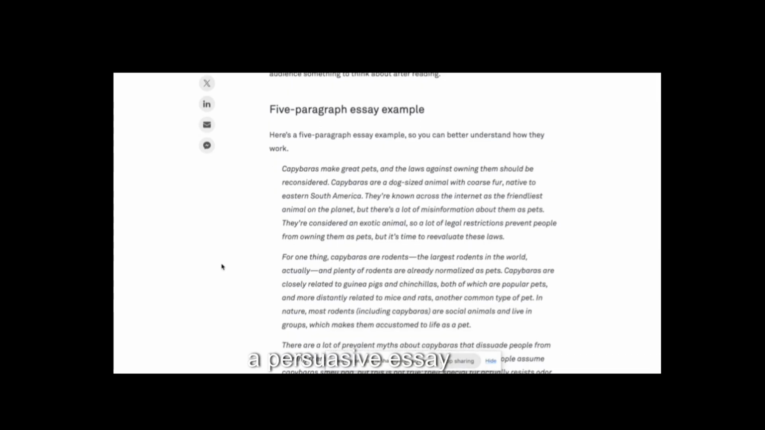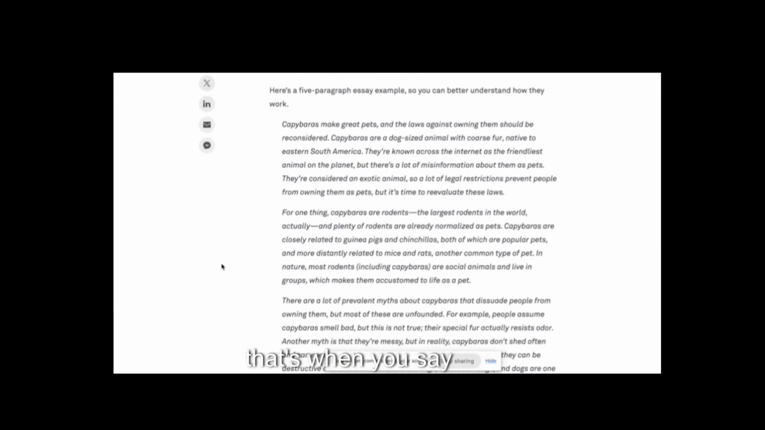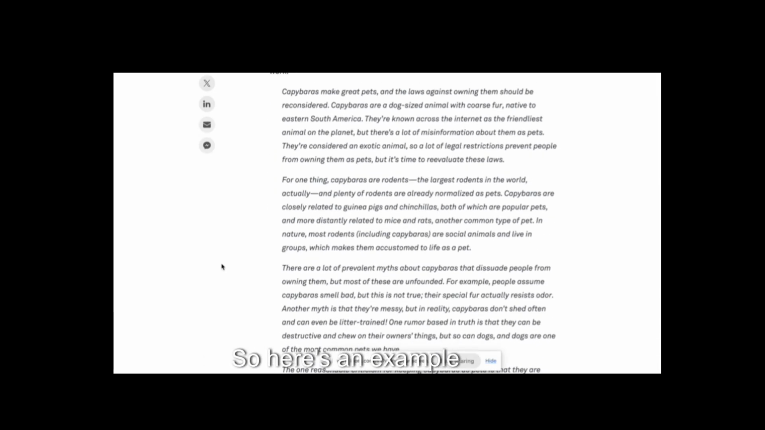So here's an example. It's talking about capybaras, and they are animals in Eastern South America. So here it gives some information about them. They make great pets. They're known as the friendliest animal. There's a lot of misinformation. But then at the very end of the introduction, it gives what's called a thesis statement. That means what the whole essay is about.